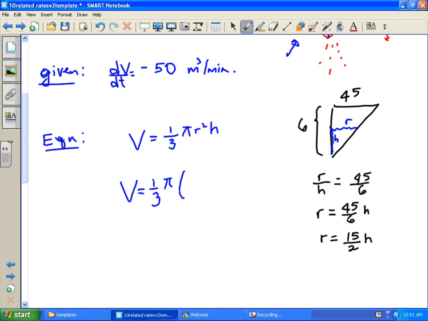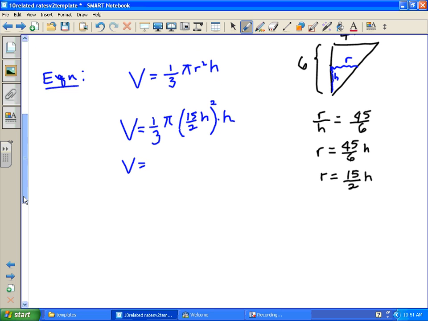Now you got to be careful here. The entire r has to be squared. (15 over 2 h) squared. And what else should I have? One thing I'm missing in my equation is what? The last h in there. Let's not forget about that one, right? Okay, now I'm going to distribute that squaring. Just basically square each and every number under that parentheses.